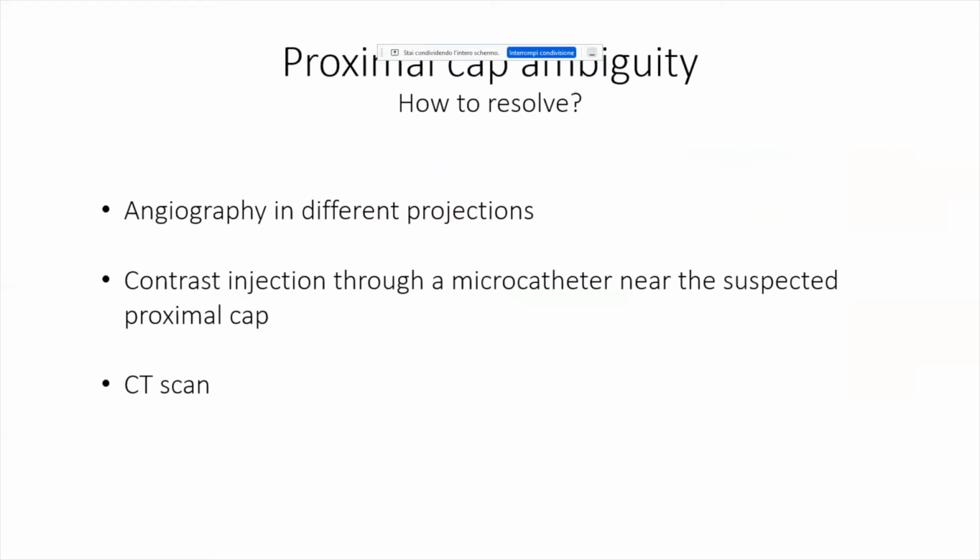So initially, in order to resolve this ambiguity, you can perform a different projection in angiography, or perform a contrast injection through a microcatheter, paying attention not to create a hydraulic dissection on the proximal cap. Or maybe you can perform a CT scan in order to clarify the anatomy of the CTO.